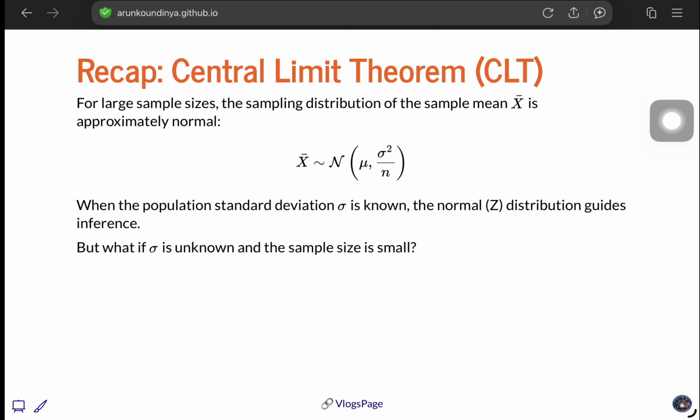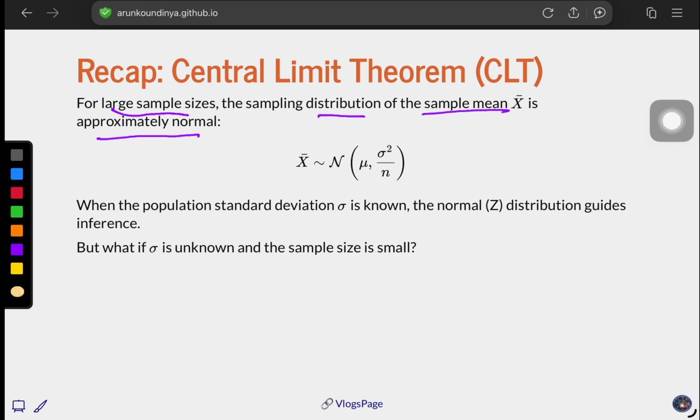If we remember, the intuition behind the central limit theorem is that if we take independent samples from any distribution, it can be uniform, it can be binomial, anything, then the distribution of sample means becomes approximately normal as the sample size increases. So for large sample sizes, the sampling distribution of the sample mean is approximately normal. This is the core of CLT.